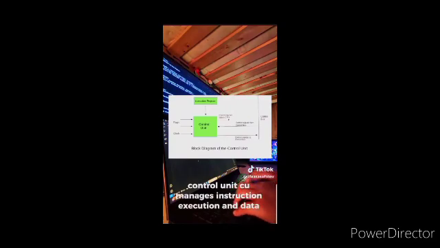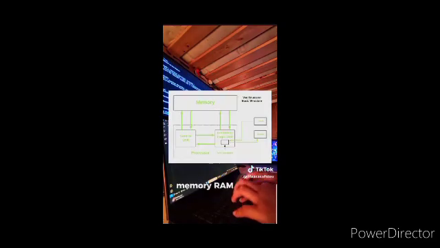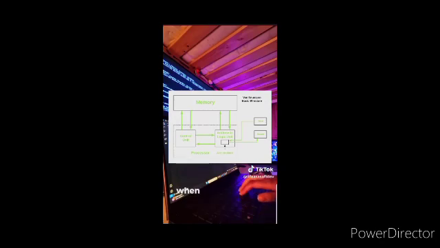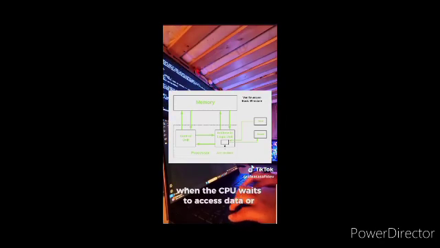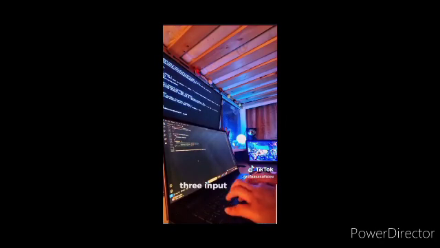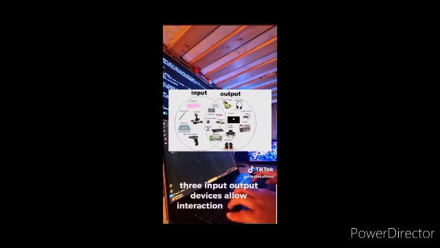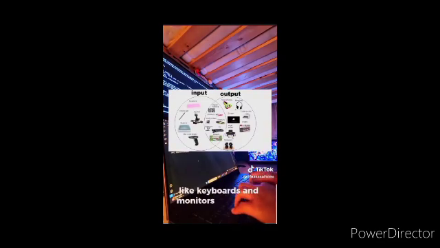Execution: after decoding, the CPU executes the instruction based on the information in the IR. This might involve performing an arithmetic operation, moving data, or controlling the flow of execution. Temporary storage: the IR acts as a temporary holding space for the instruction while it's being processed. Once the instruction has been executed, the IR is ready to receive the next instruction from memory.